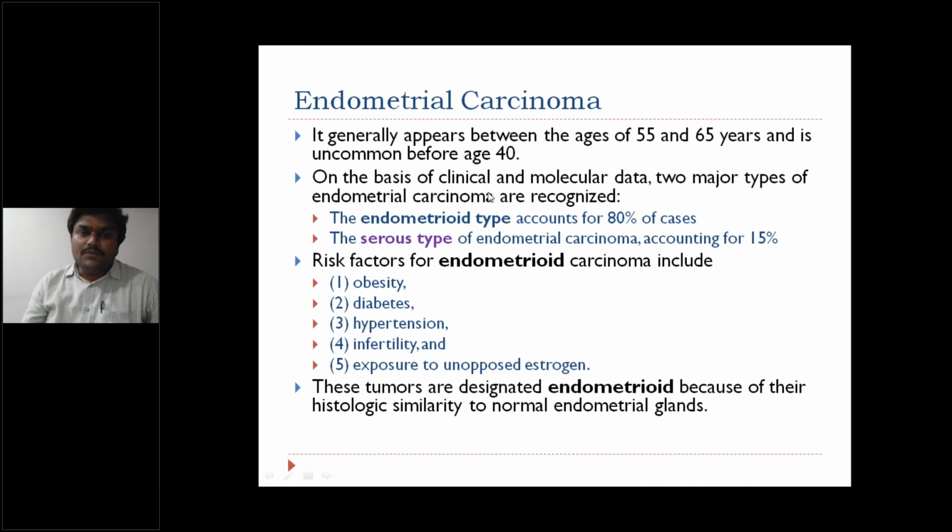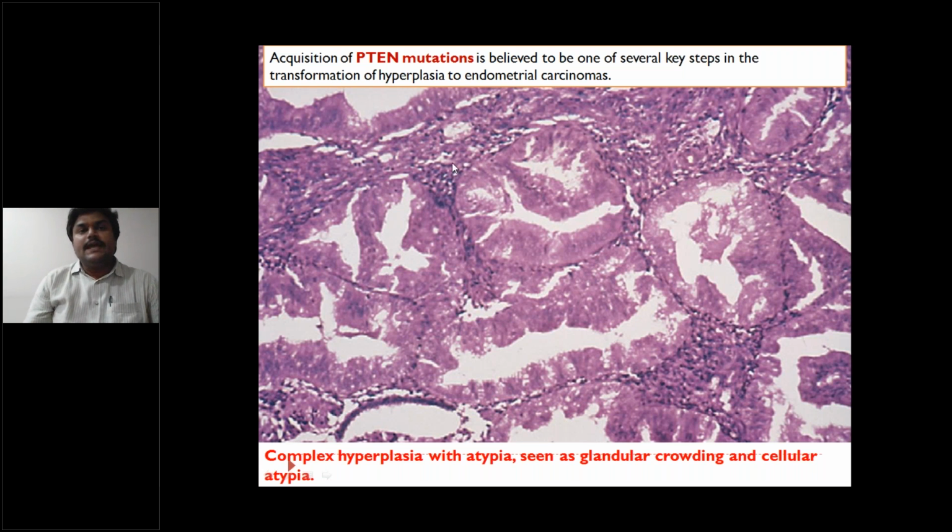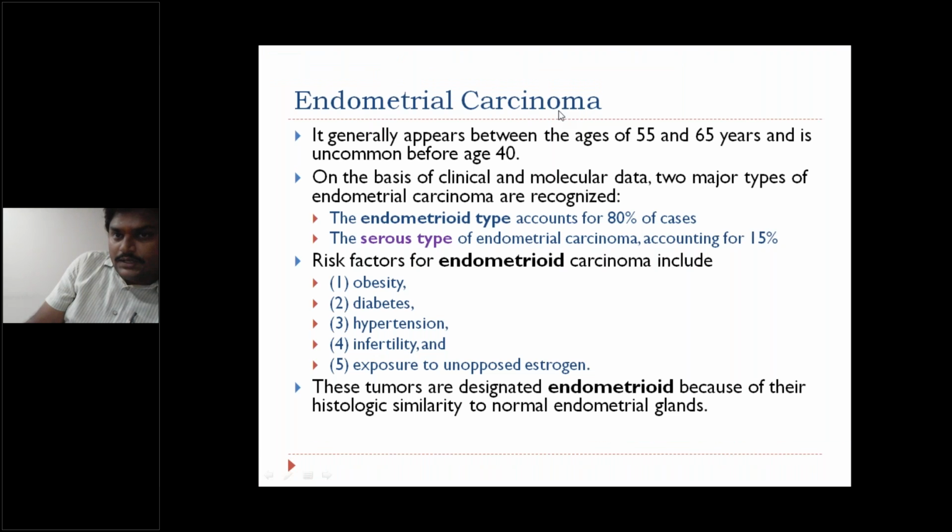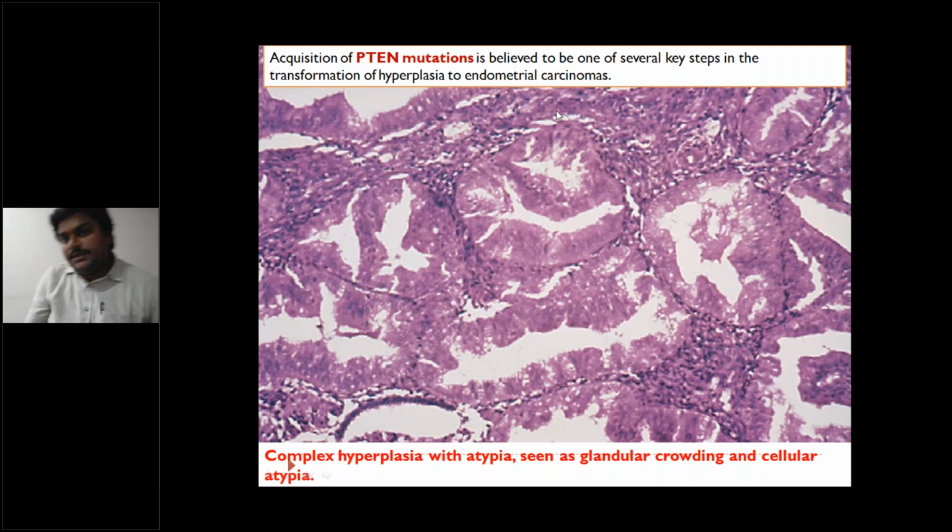Next, one more important point I forgot to mention in this slide is the acquisition of PTEN mutations. Acquisition of PTEN mutations is believed to be one of the precursor things for the transformation of hyperplasia to endometrial carcinoma. This is a very important thing. So the acquisition of PTEN mutations in these endometrial glands is very important.